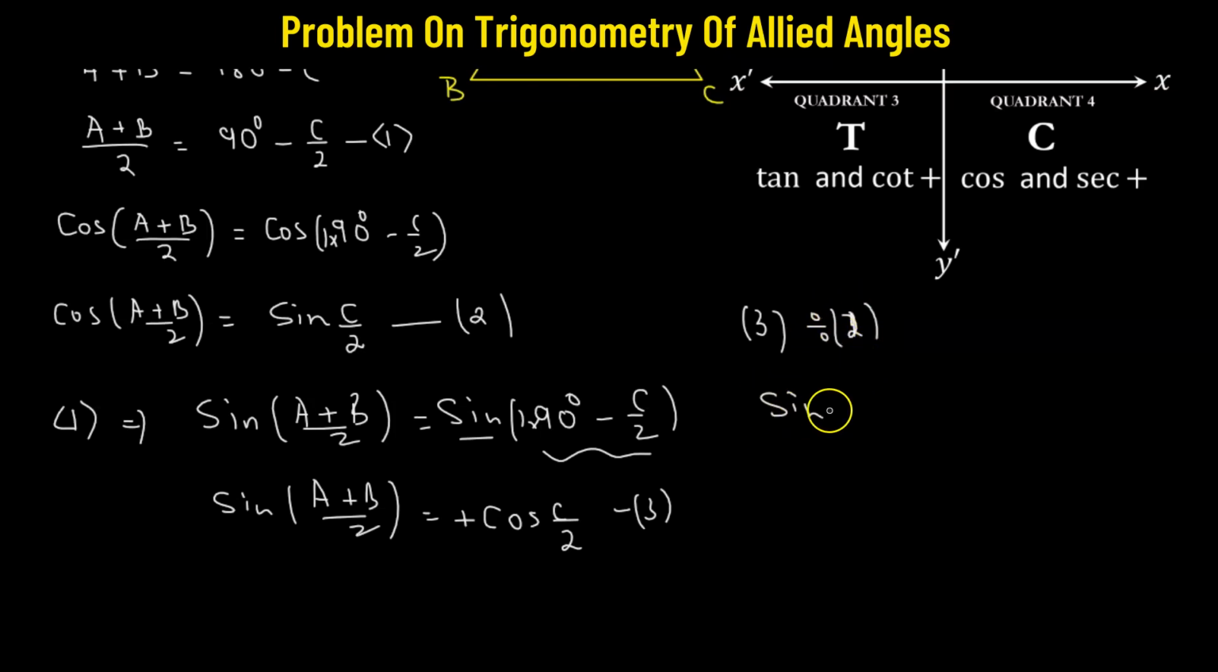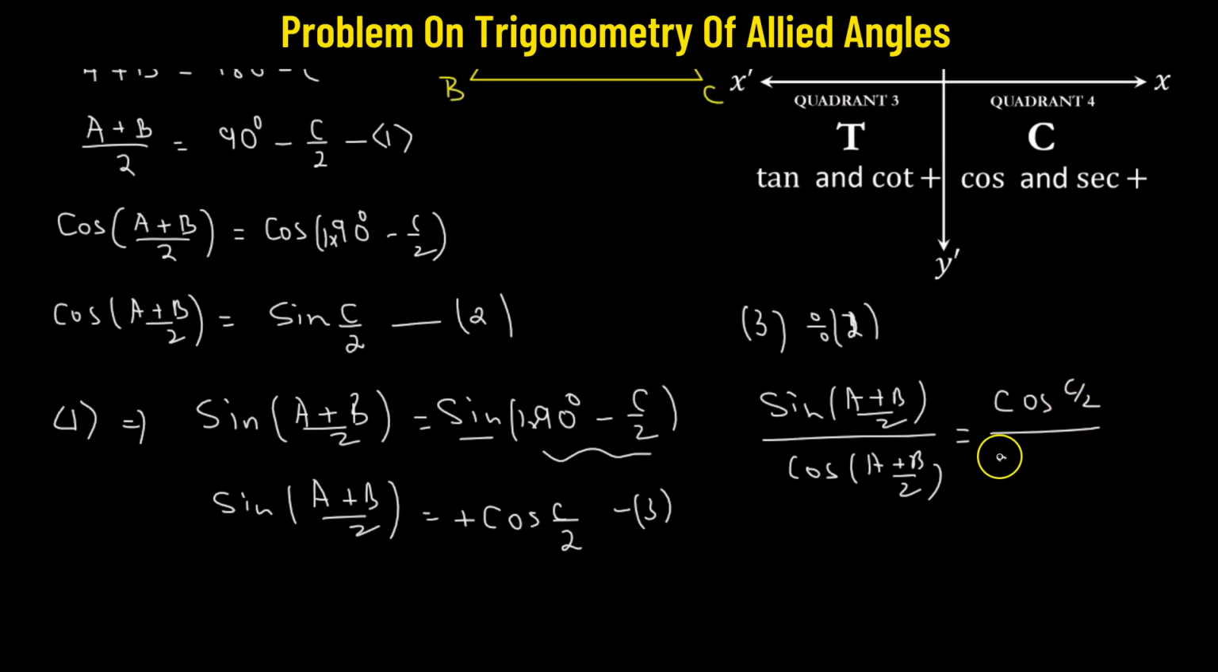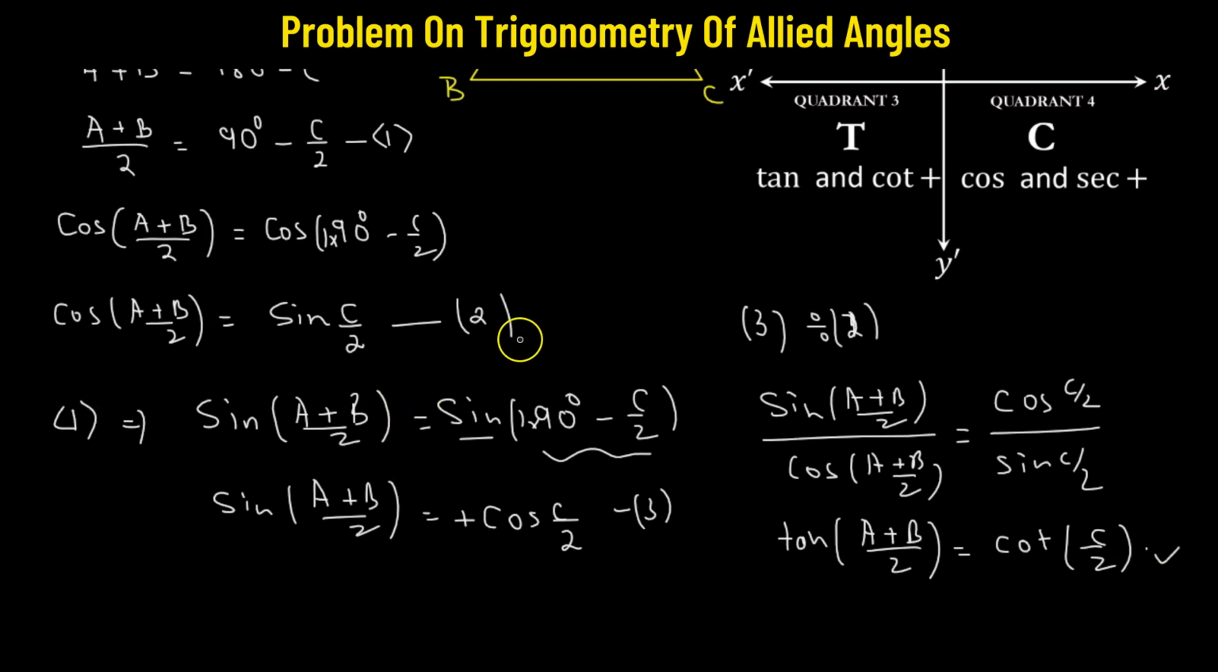Let's divide equation number 3 by equation number 2. So we have sine of (A plus B) over 2 divided by cosine of (A plus B) over 2, which equals cosine of C over 2 divided by sine of C over 2. Now this ratio, sine over cosine on the left hand side, corresponds to the tangent function. So this can be simplified to get tangent of (A plus B) over 2, which will be equal to, now we have the ratio cosine over sine on the right hand side, and that is the ratio corresponding to the cotangent function. We're going to get cotangent of C over 2. So this has proved the third part as well. So we've successfully proved the second as well as the third part.